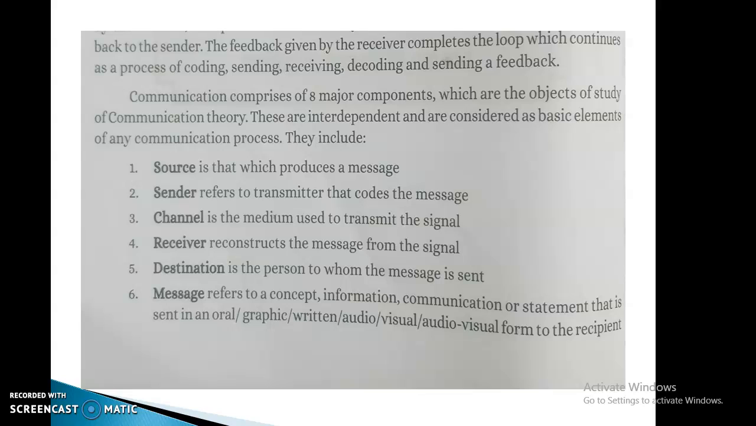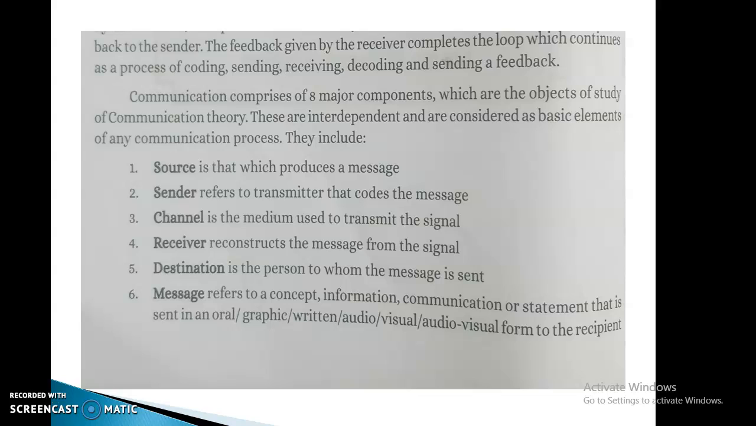So in communication, how many major components are there? There are 8 major components. And these 8 major components are the objects of study of what? Communication theory. These are interdependent and are considered as basic elements of any communication process. So these 8 major components are dependent on each other, and these components are considered as basic elements of communication process.